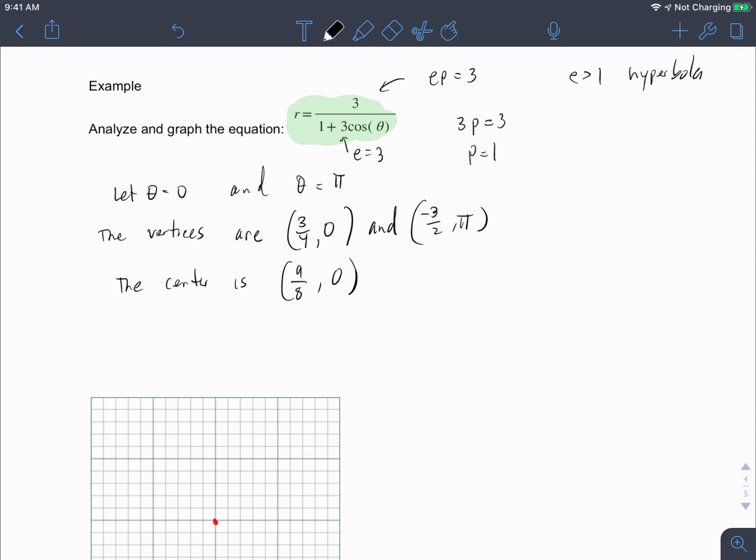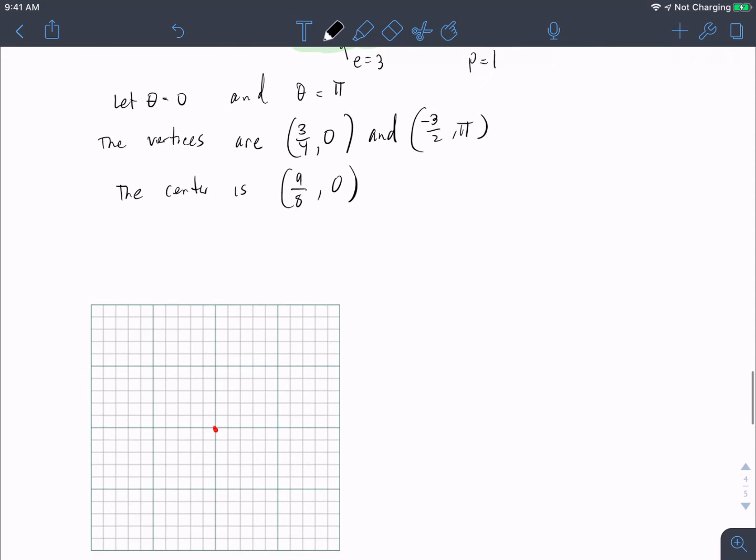But I'll show you guys right now what that is. So 0, 3/4, and I'll do it in quarters so you guys can see. This is 1/4, 1/2, 3/4, 4/4, which is 1, 5/4, and then 6/4. Now, 3/4, 0 is going to be right here. And we can see that there's a distance of 3/4 to the focus.